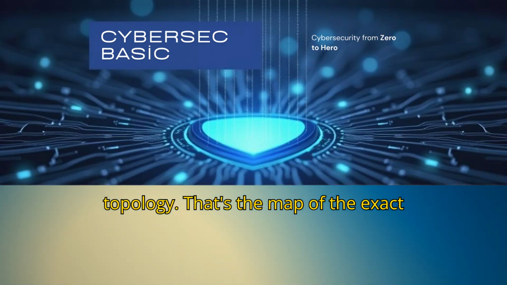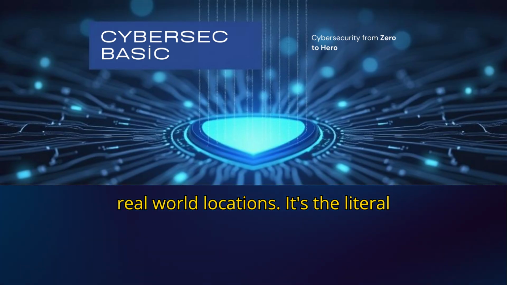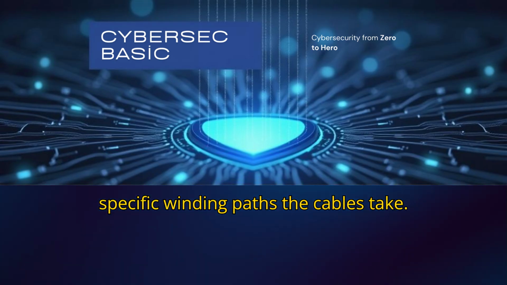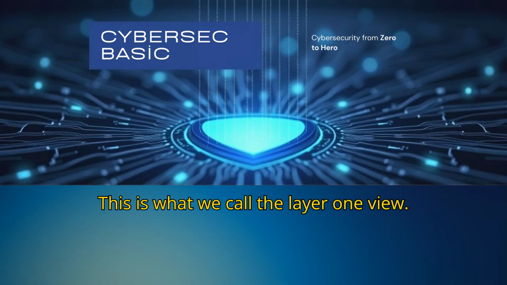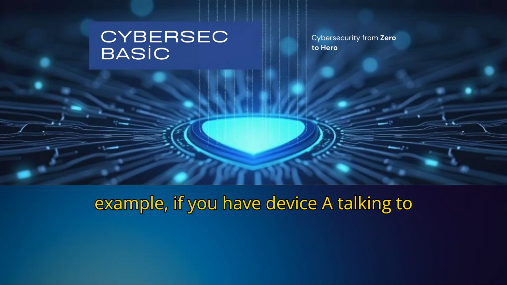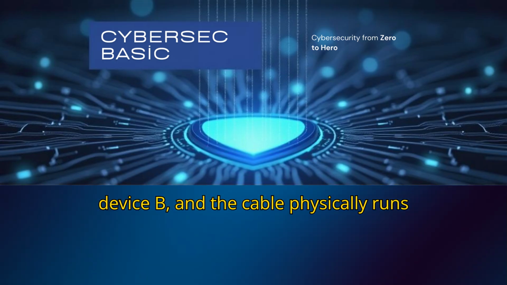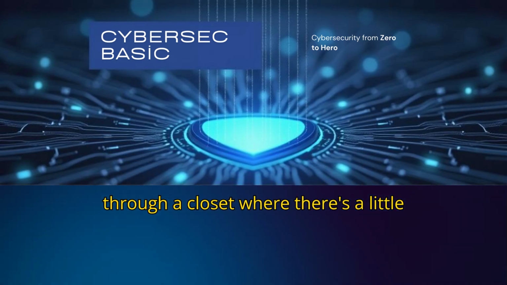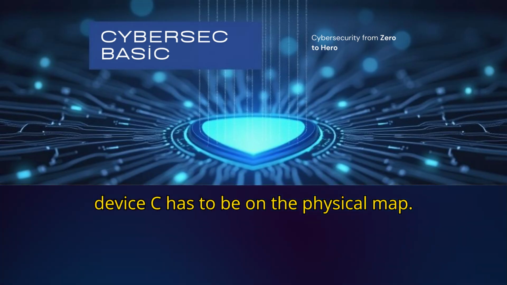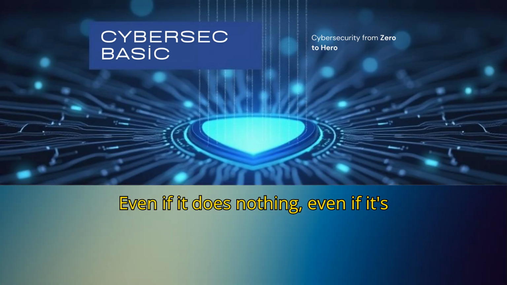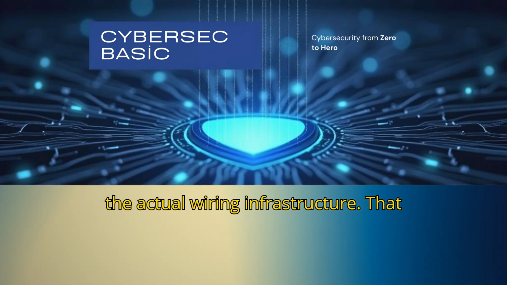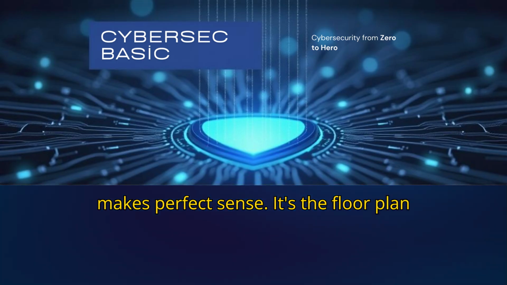Okay. The physical topology, that's the map of the exact real-world locations. It's the literal drawing of where the devices are and the specific winding paths the cables take. This is what we call the layer 1 view. The ground truth. So, for example, if you have device A talking to device B, and the cable physically runs through a closet where there's a little switch, we'll call it device C, device C has to be on the physical map. Even if it does nothing. Even if it's just a passive repeater, it represents the actual wiring infrastructure, period. That makes perfect sense. It's the floor plan for the building.